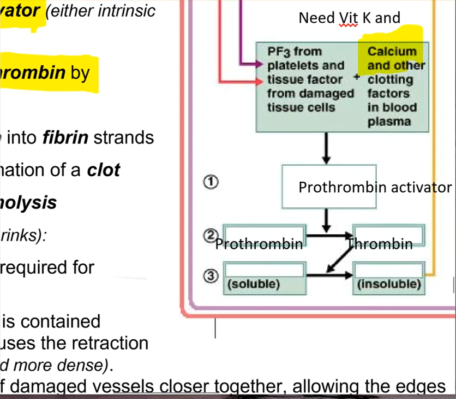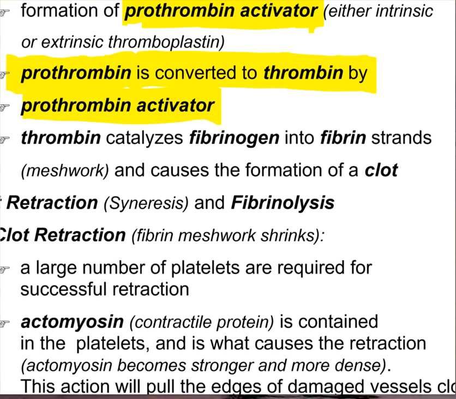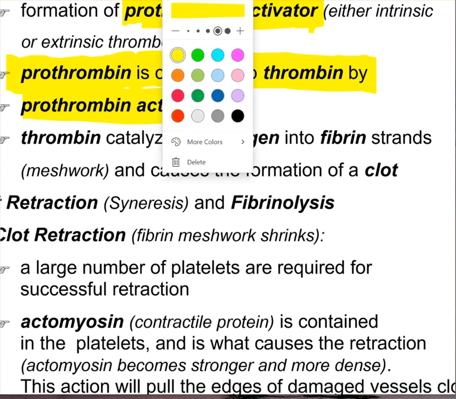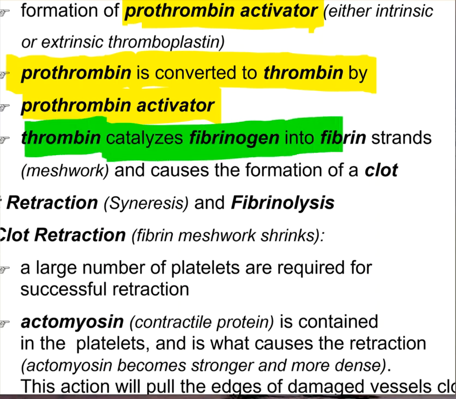So that was this first line. I'm going to go back over here now. Prothrombin is converted to thrombin by prothrombin activator. So now we have thrombin. So what does thrombin do? Well, thrombin, and we'll put this in a different color just again for contrast, catalyzes fibrinogen into fibrin strands.